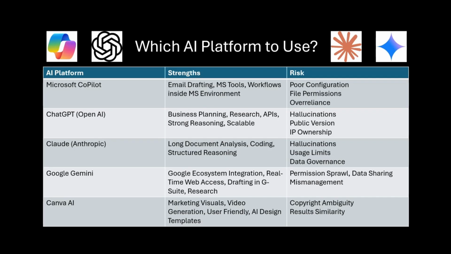ChatGPT is the one everybody knows, right? If you say AI, that's the one that everybody's aware of. ChatGPT is great at business planning, doing research. It has very strong reasoning skills. Like any of the AIs out there, it does hallucinate, which means that it believes things are true that are not true because it's not actually intelligent, right?